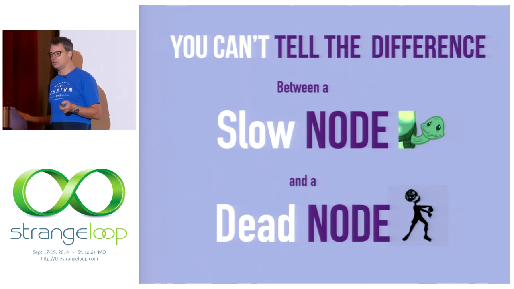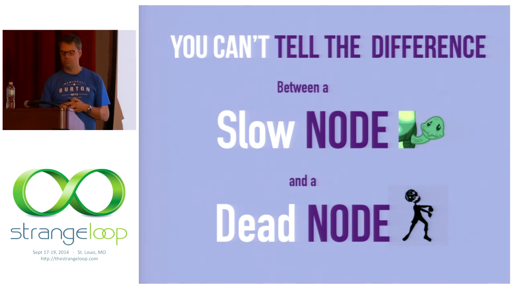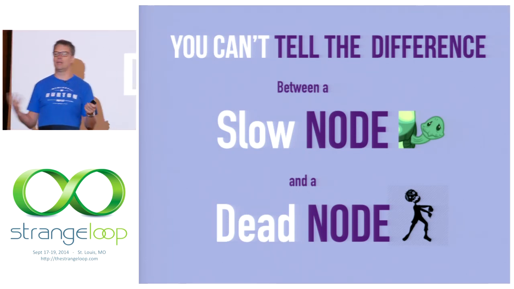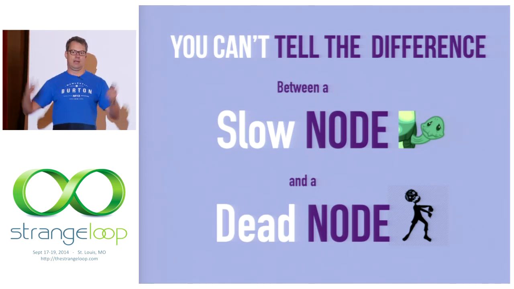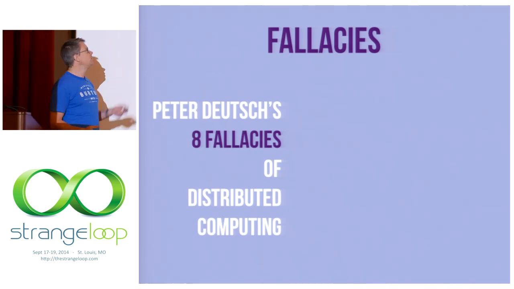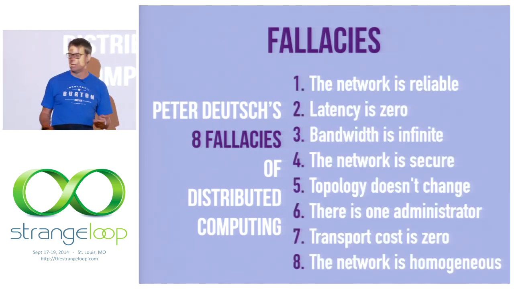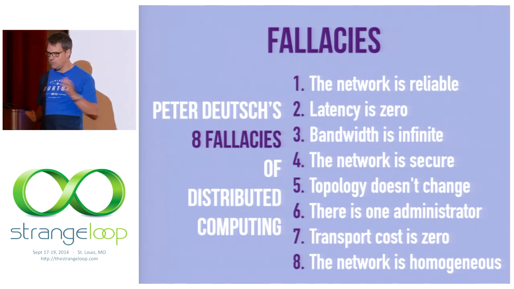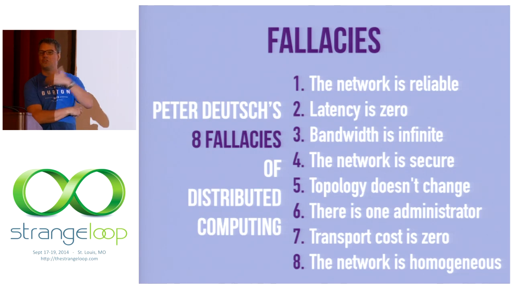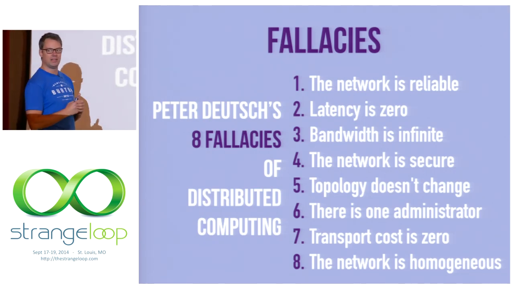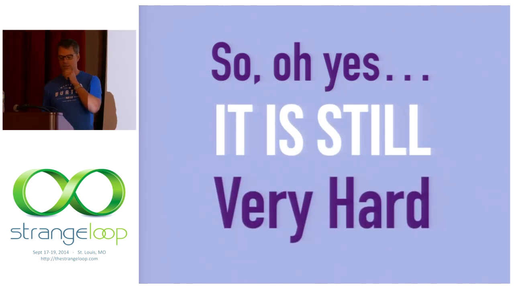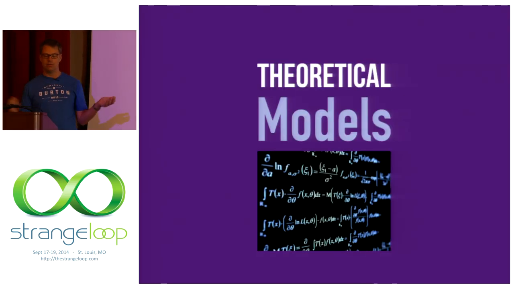So in a way, it turns a little bit into an art, right? It's a little bit black science. You will just estimate, guess and try to find your way. There's usually nothing black and white. I don't know, you've probably heard about Peter Deutsch's 8 fallacies. I won't go through them in detail here, but it's really something I encourage you to internalize. All these things are valid today more than ever. So yeah, it's still really, really hard, and we just need to have a way to deal with that.